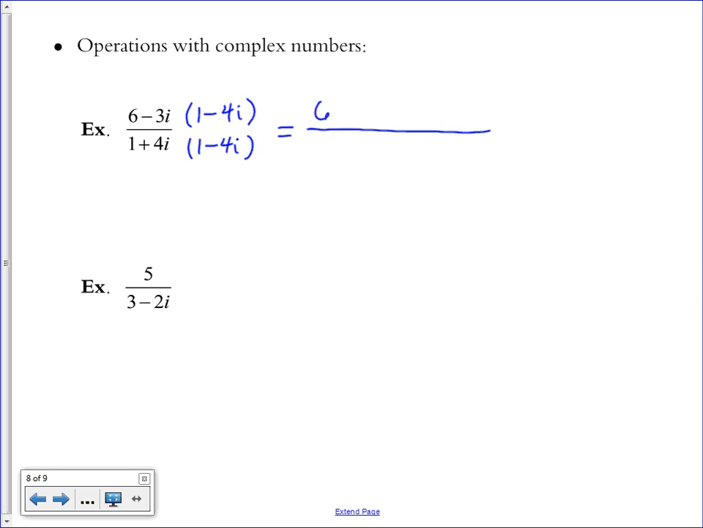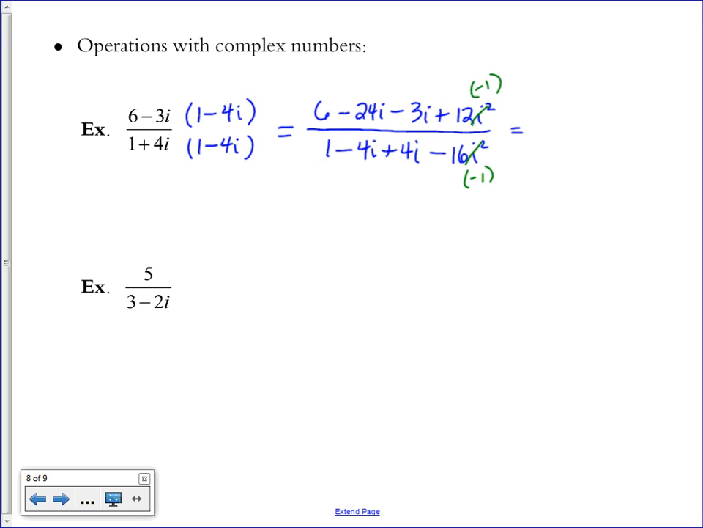It'll be 6 minus 24i minus 3i plus 12i squared. We'll simplify that in a minute. The bottom becomes 1 times 1, which is 1, minus 4i plus 4i. And those are going to cancel out, which is why we used the conjugate. And then minus 16i squared. Now, as you know, both of those i squareds are going to become negative 1. So we will not have anything imaginary in this term.